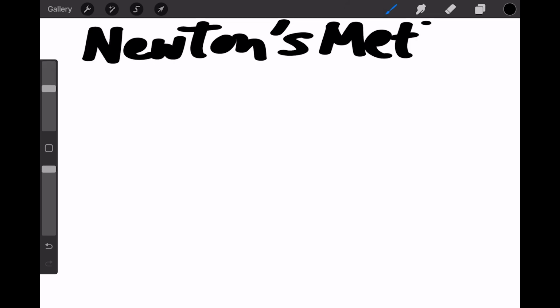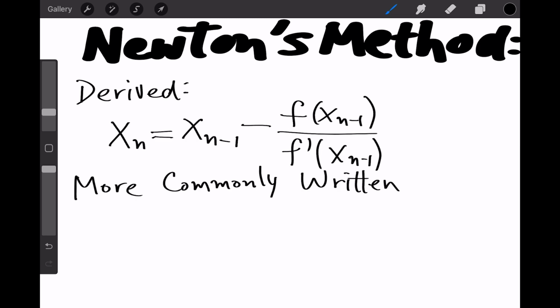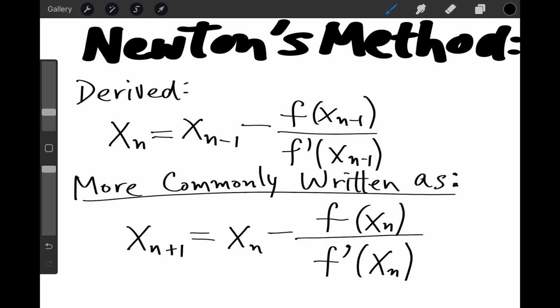We derived Newton's method for x sub n, but the formula is more commonly written as x sub n plus 1. Both formulas are the same, in that the current iteration depends on x from the previous iteration.